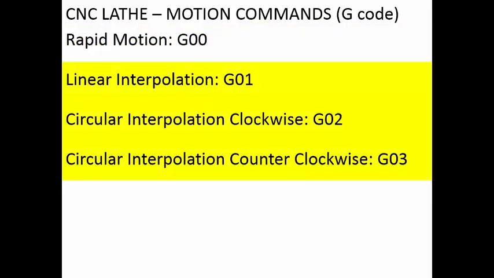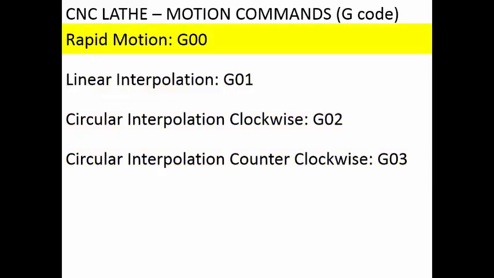In the remaining three commands, we will be specifying at what speed the tool has to move, or what should be the feed rate at which the tool has to move from one point to another point. In these three commands, it is possible to control the feed rate or the speed. In rapid motion, it is not possible to control the feed rate because the command itself tells the tool to move at the maximum possible speed.